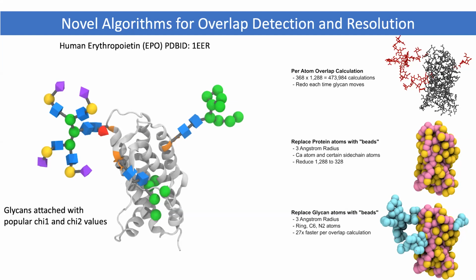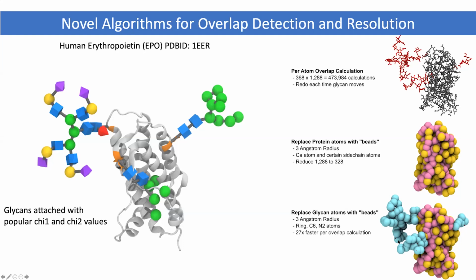So all it does is it attaches it, and then we have to figure out, is there an overlap? And we have to move the sugar out of the way. If we keep all of the atoms in the calculation, then there's almost 500,000 calculations that have to be done every time you want to move the sugar to see whether each atom is bumping into any other atom. So we simplify this by making amino acids not based on atoms, but based on spheres with a backbone sphere and a side chain sphere.